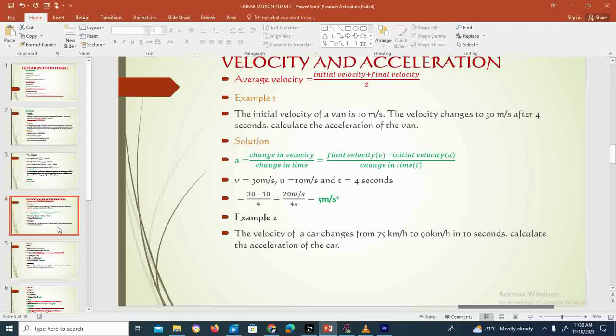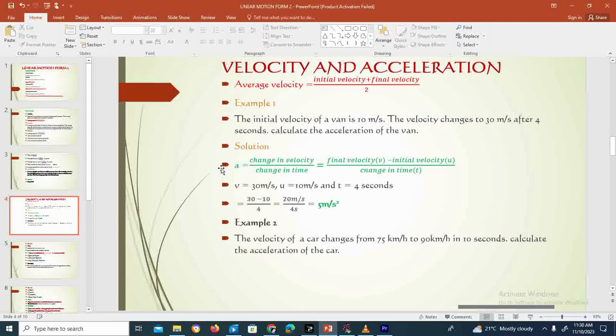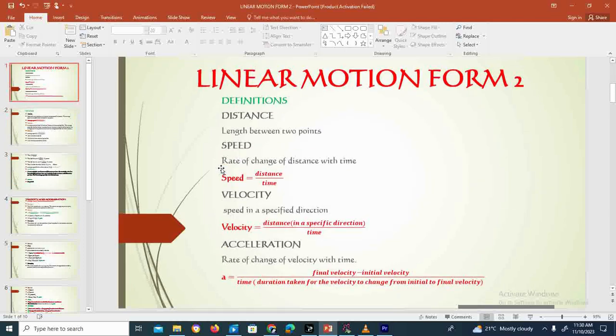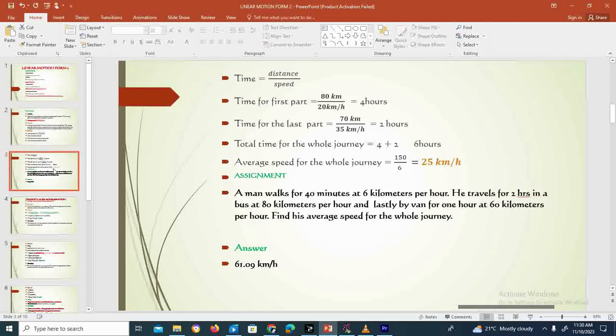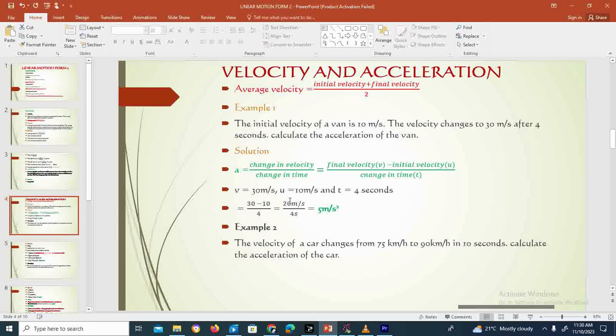We now move to velocity and acceleration. As we said, velocity is the rate of change of distance per unit time, or speed in a specific direction.